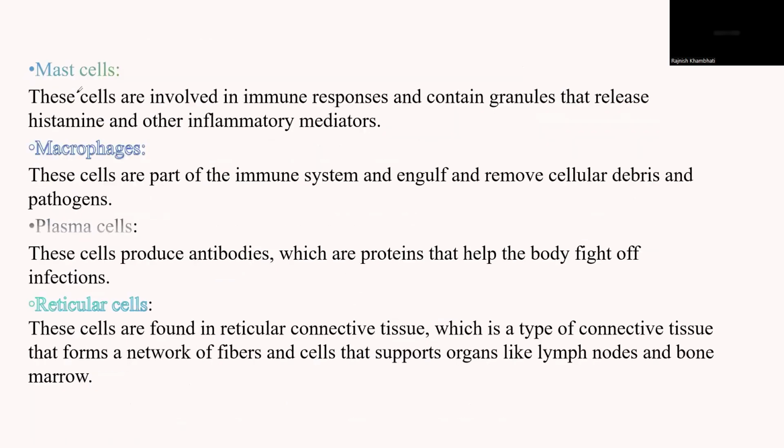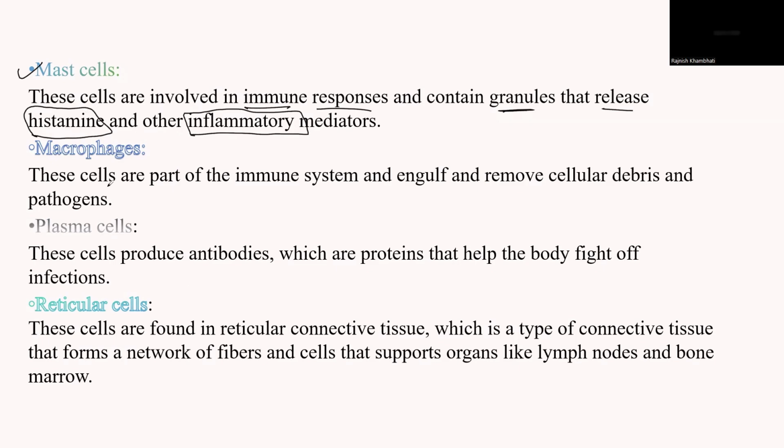Next is the mast cell. Mast cells provide immune responses, your power of protection, and contain granules that release histamine. Mast cells secrete histamine and other inflammatory mediators. You know, when you have some inflammation in the body, that inflammation is due to cells like this mast cell. So mast cells secrete histamine.